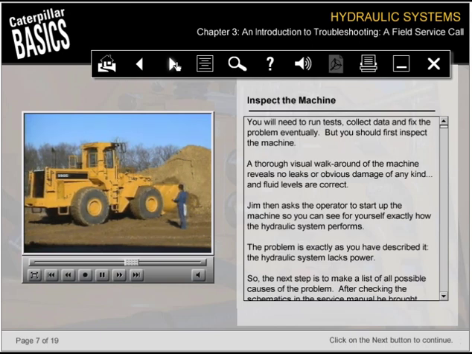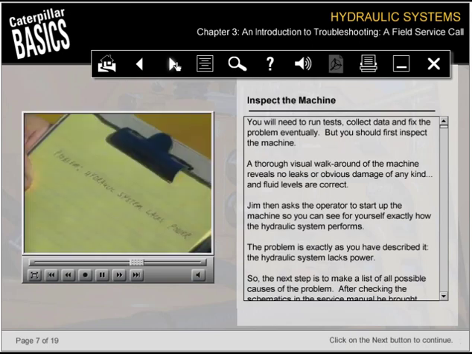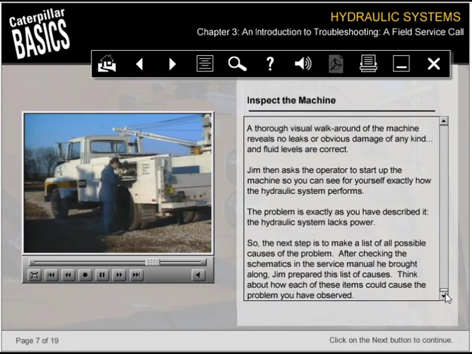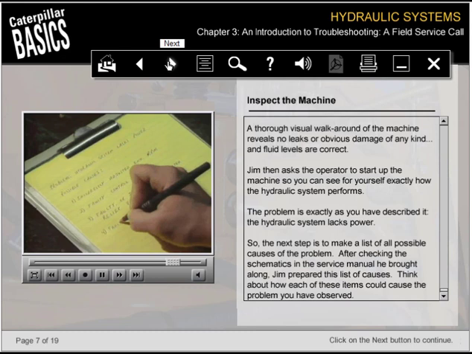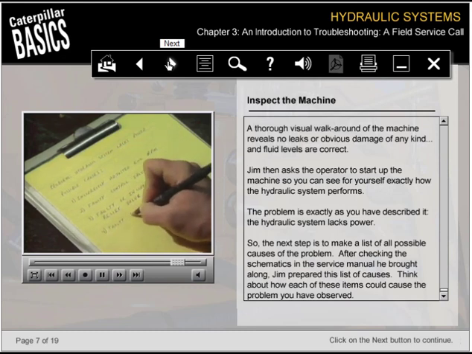The problem is exactly as you have described it. The hydraulic system lacks power. So, the next step is to make a list of all possible causes of the problem. After checking the schematics in the service manual he brought along, Jim prepared this list of causes. Think about how each of these items could cause the problem you have observed. Then select each choice to see if your reasoning is the same as Jim's.